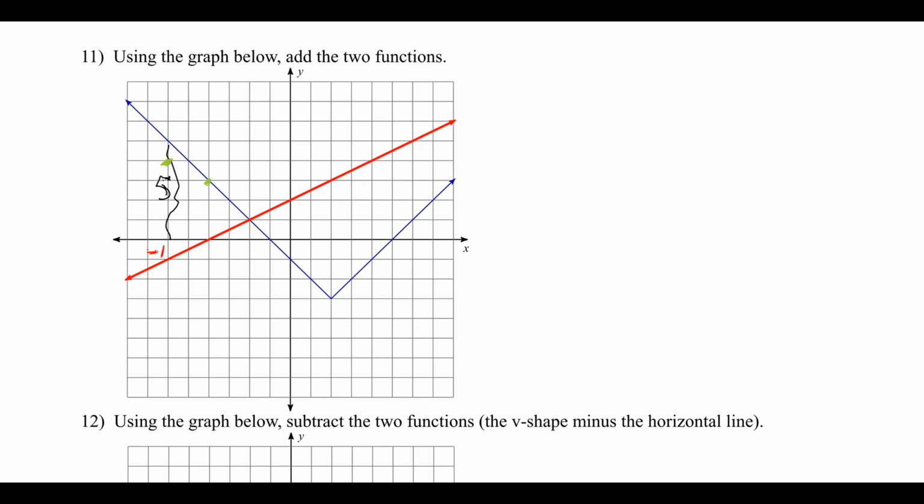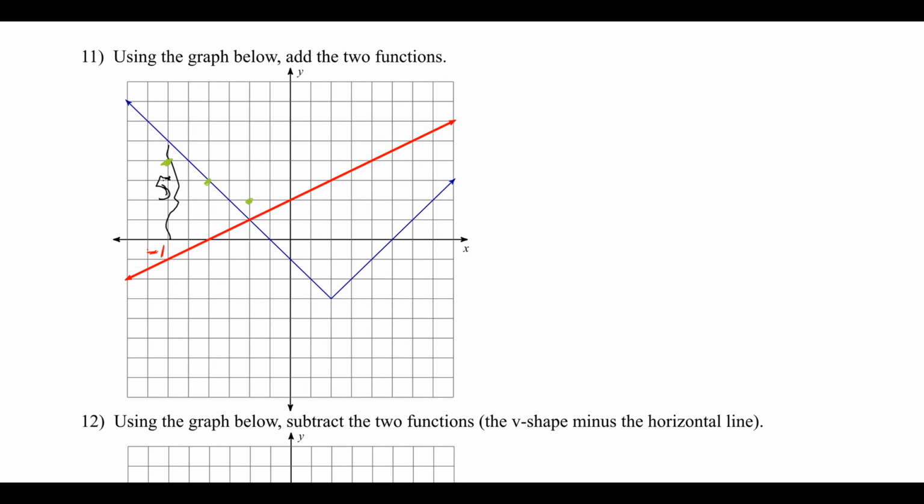Do it again. Let's do this spot right here where they're the same, right? So they're both 1. The blue graph is up 1. The red graph's up 1. 1 plus 1, 2. So this is going to be 2. If you're doing it right, you'll notice that there's going to be a pattern to all your new dots. See how they're all forming a new line, okay?